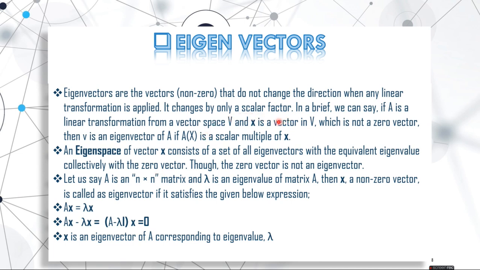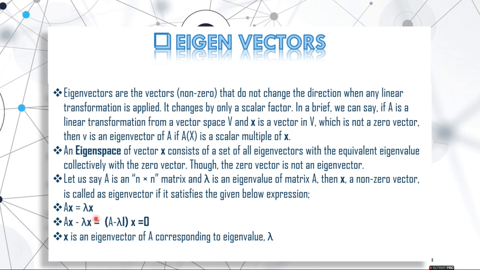In brief, if A is a linear transformation on a vector space V, and x is a vector in V which is not a zero vector, then x is an eigenvector of A if A of x is a scalar multiple of x. That is, let's say A is an n by n matrix and lambda is an eigenvalue of A, then a non-zero vector x is called the eigenvector if it satisfies Ax equal to lambda x, as I told before. This is called the eigenvector expression.